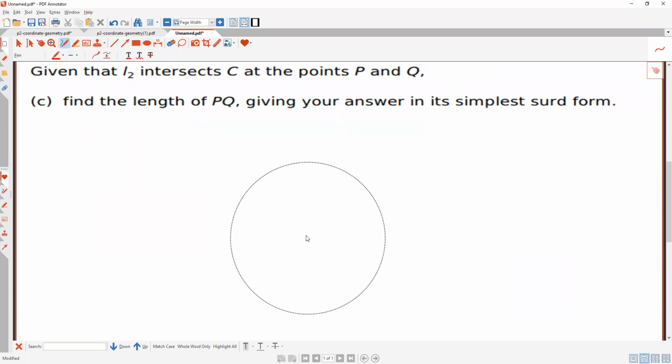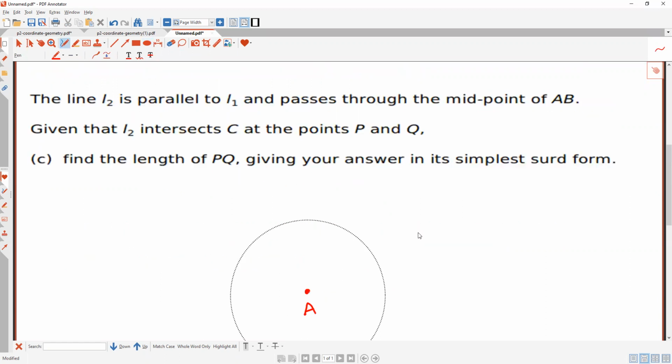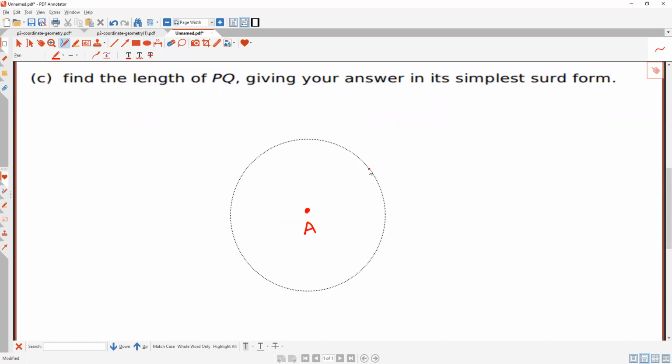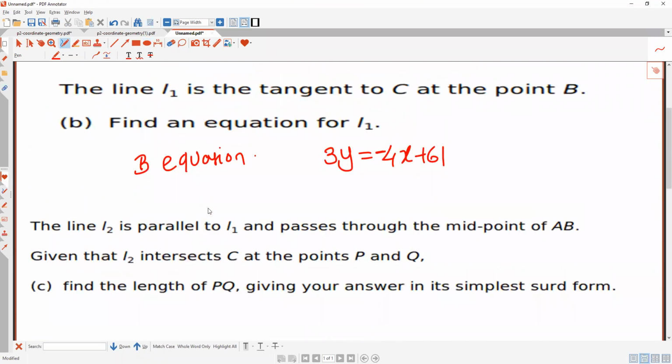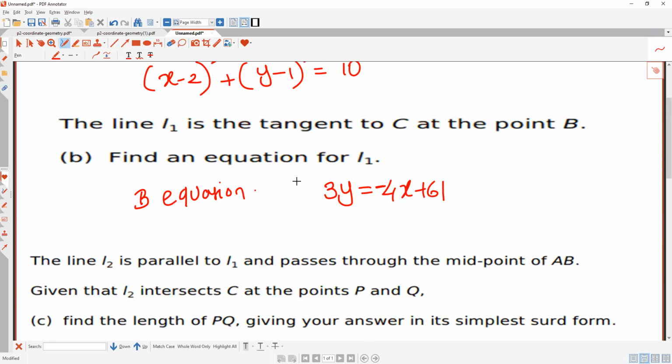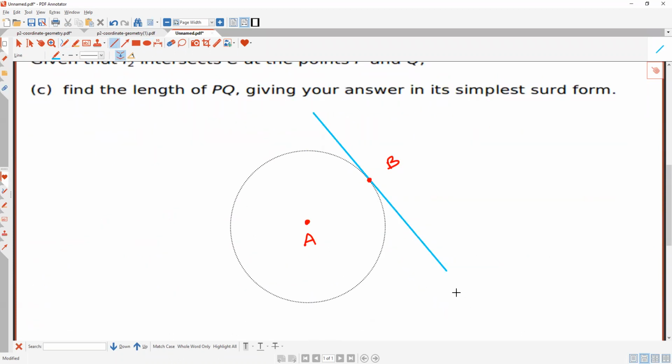Fine. So what is your point A, and what is your point B? Is point B within the circle itself? Yes, let's say this is 10, 7. This is my point B. A tangent is passing through point B, which is L1. Okay, so this is L1.